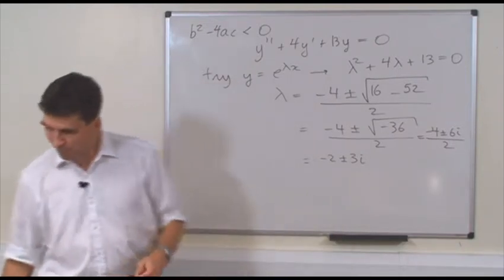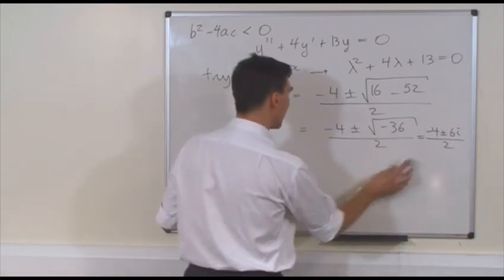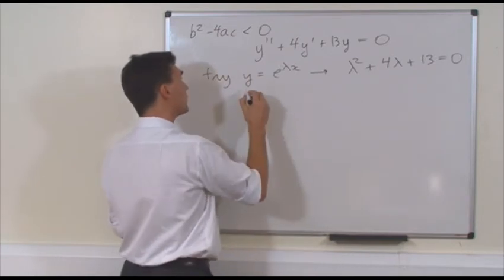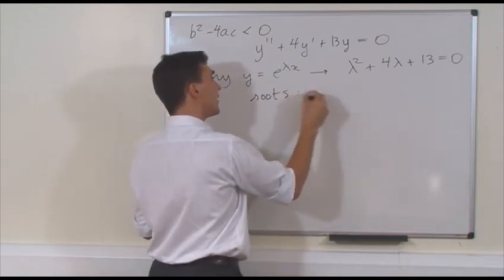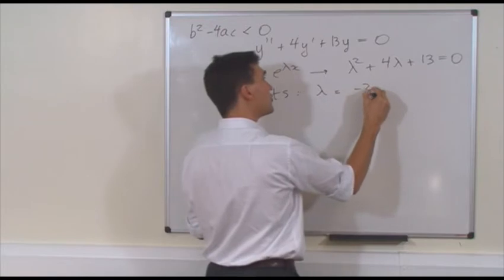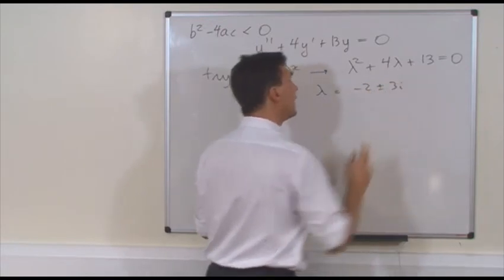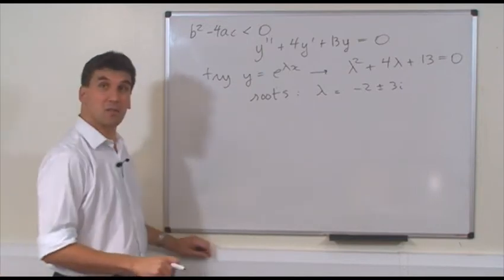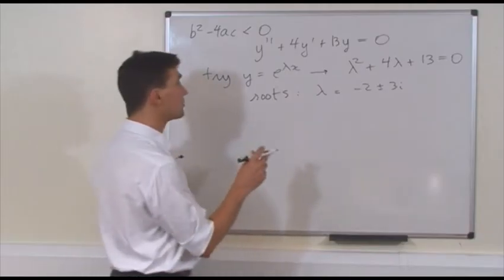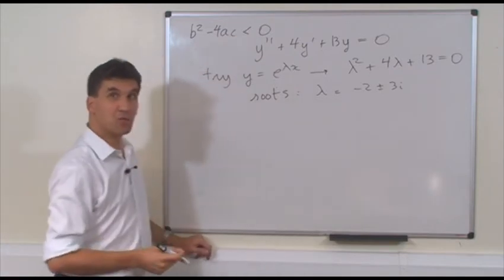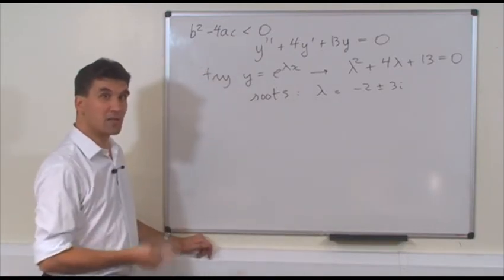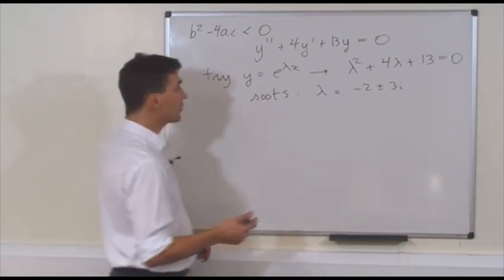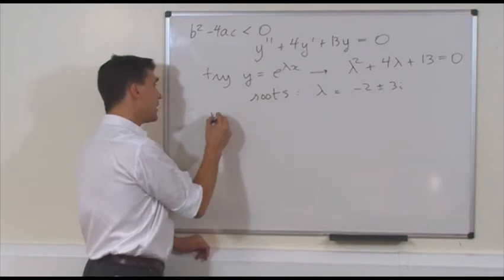So I'm going to need a bit more space. What I'll do is I'll just erase this and write it up here. We've got the roots are that lambda is minus 2 plus or minus 3i. Now, at this point, there's no reason that we can't write down the solution that we had before from the real case. Remember, we had two roots, lambda 1 and lambda 2. We had a general solution: y is c1 e to the lambda 1 x plus c2 e to the lambda 2 x. Well, we can write that solution down as well.